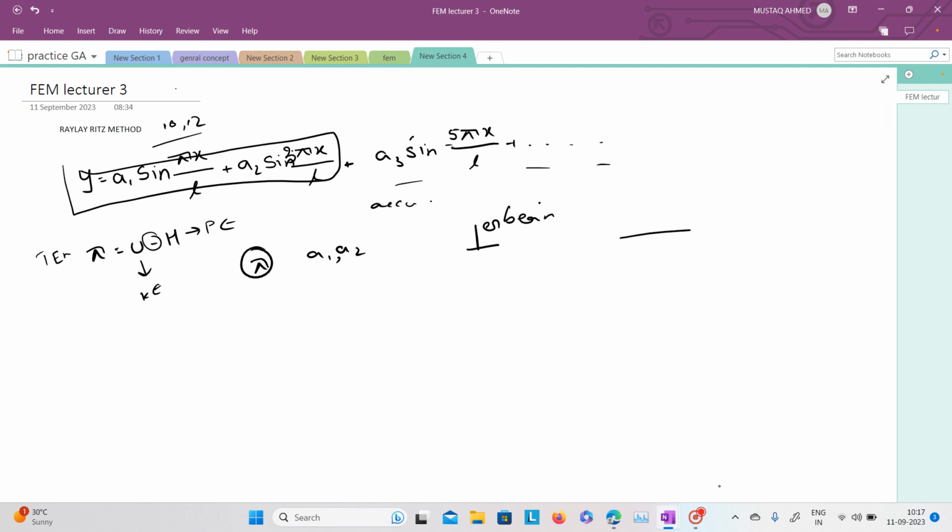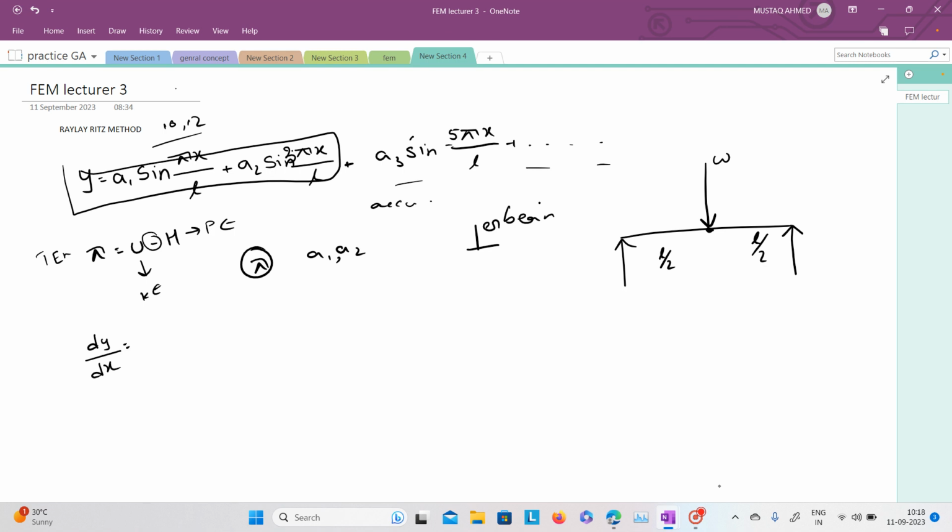Like a beam is there, a simply supported beam, where a weight or load W is acting at the length of L by 2 from each end, that means at the center. If the load is acting at the center, for this one, first we need to find dy by dx.